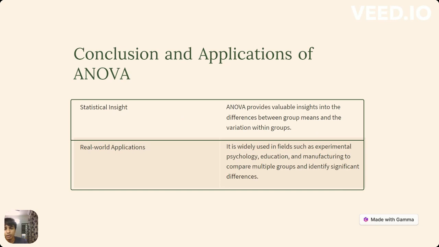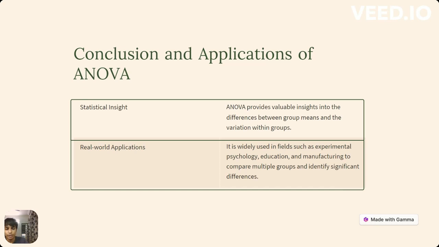Conclusion and applications of ANOVA. Statistical insights. ANOVA provides valuable insights into differences between group means and the variations within the groups. Real world applications. It is widely used in fields such as experimental, psychological, education, and manufacturing to compare multiple groups and identify significant differences.